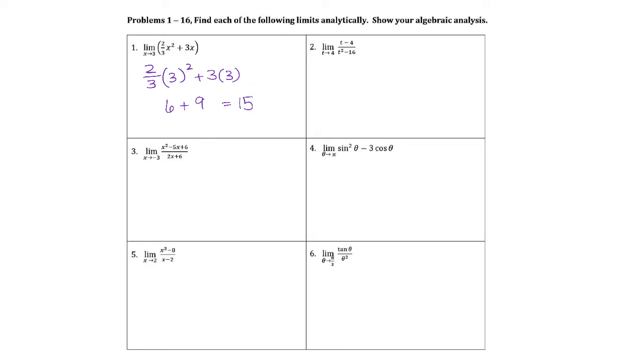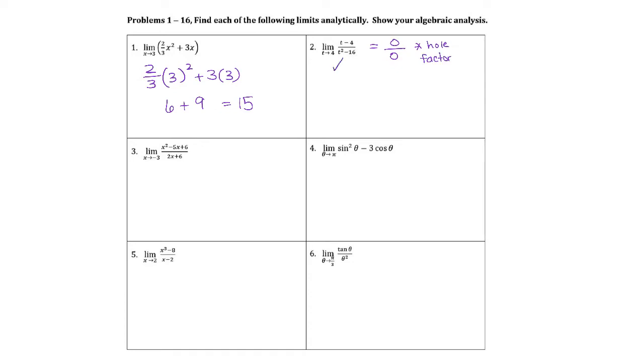Okay, so moving on to number 2, we do need to substitute first. Always make that substitution. So that's going to give me 0 over 0. So when this happens, that means that we probably have a hole in the graph somewhere, and so we need to factor and cancel or do some kind of rationalizing, something of that nature.